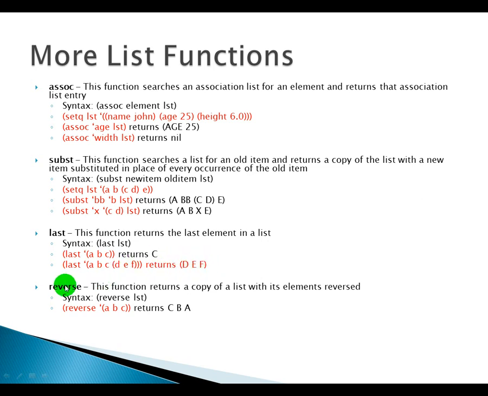Another function is the reverse function. This function returns a copy of a list with its elements reversed. So it's just basically reversing the order of the list. If we have a list of A, B, C, for example, and we issue the reverse command, it just reverses it from ABC to CBA.